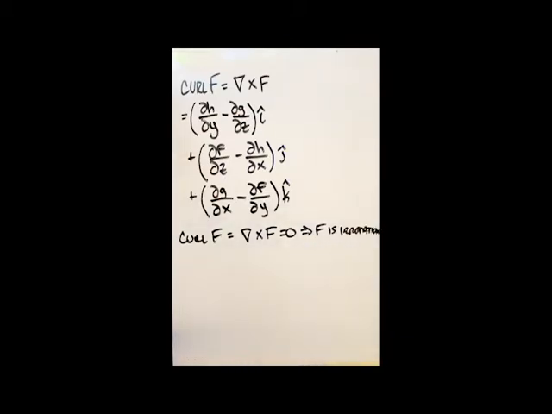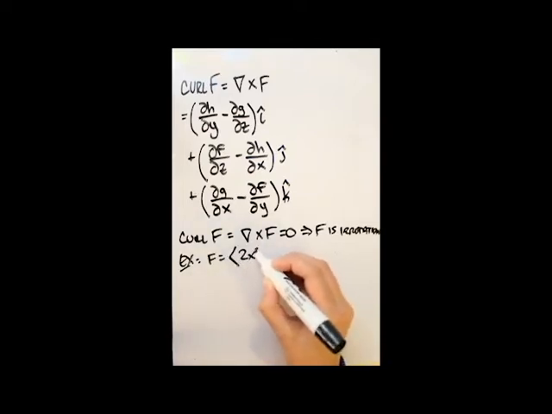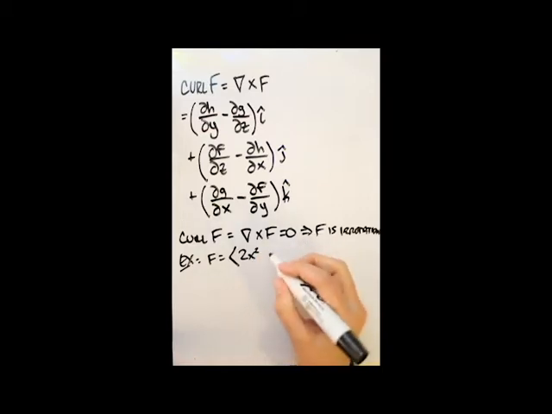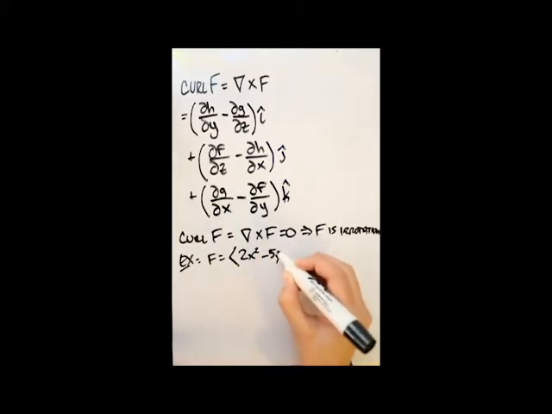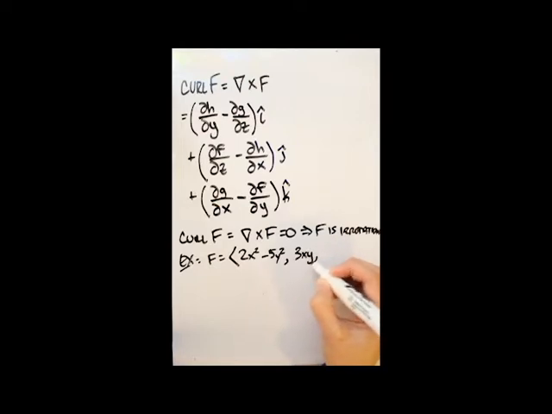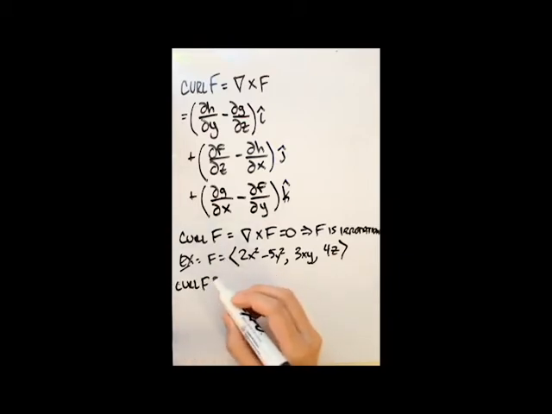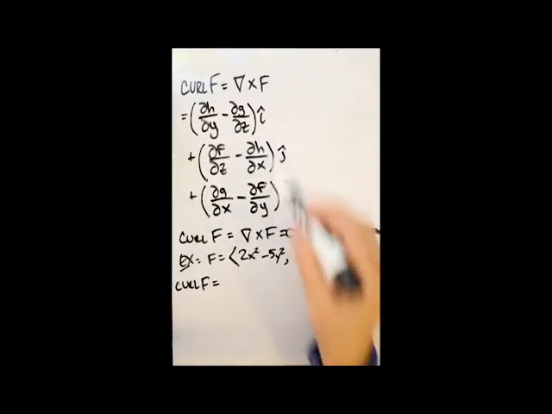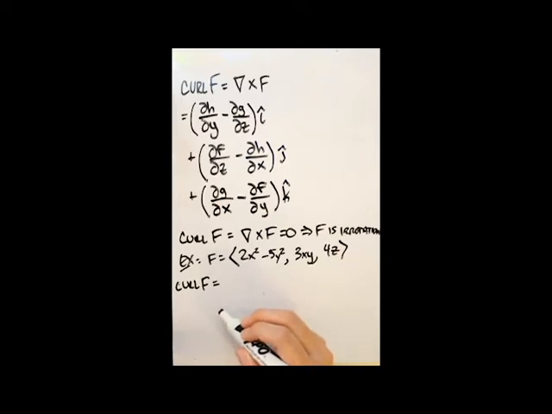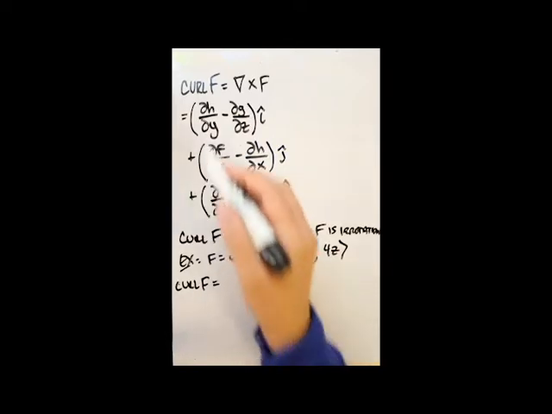Alright, now let's go ahead and do an example, and then I'll give you some important theorems at the end. So example, let's define f as 2x squared minus 5y squared, 3xy, and 4z. Now we want to compute the curl. So the curl of f is going to be this cross product here. We could do this out the long way, but we have this nice formula above, so we're going to go ahead and do that.